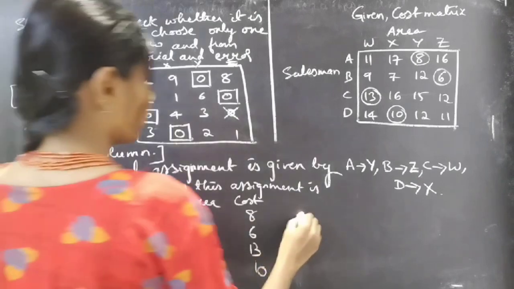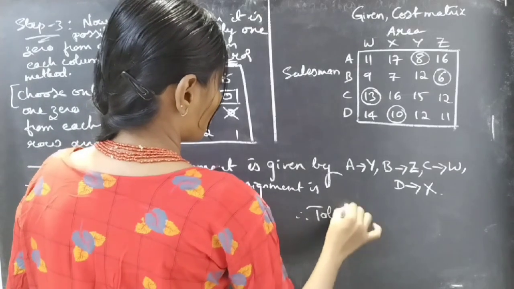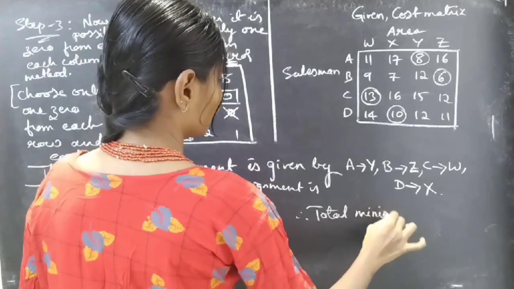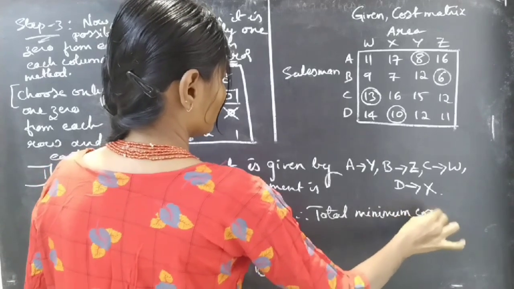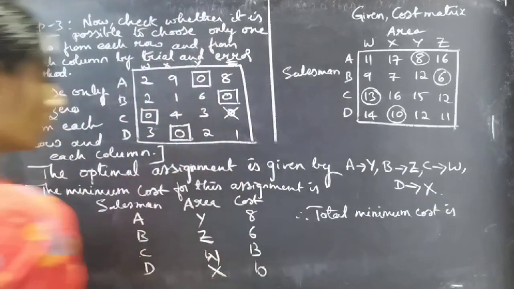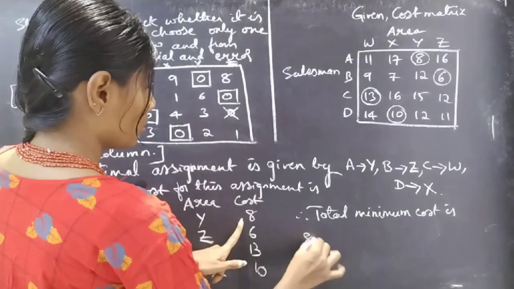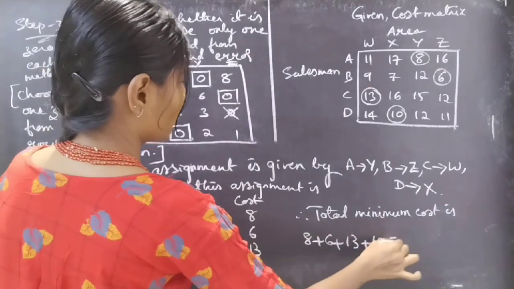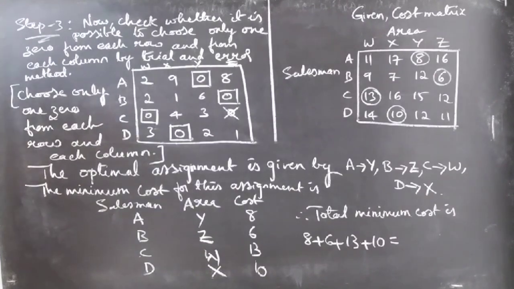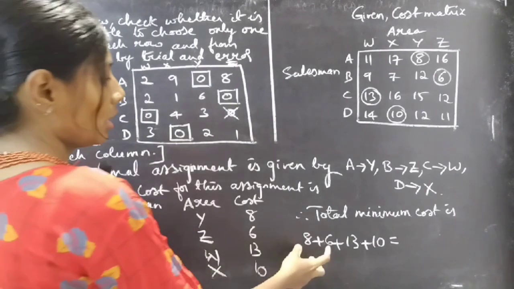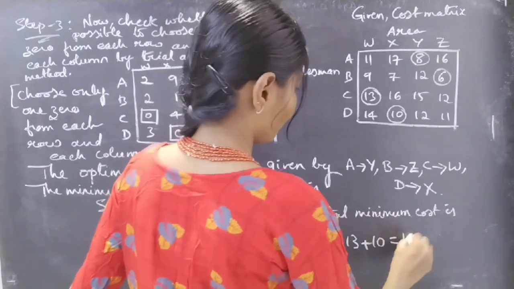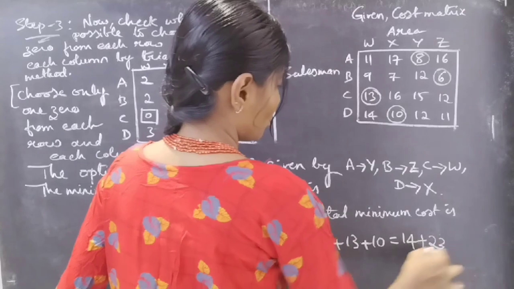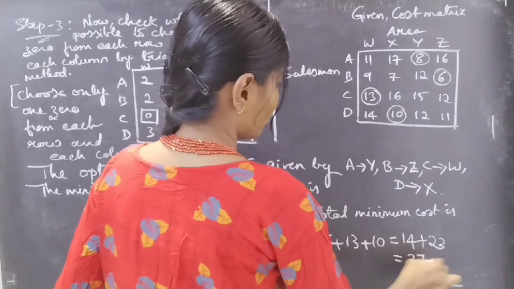Therefore, total minimum cost is 8 plus 6 plus 13 plus 10, right? Which is 8 plus 6 is 14, plus 13 plus 10 is 23, which is 37 rupees.